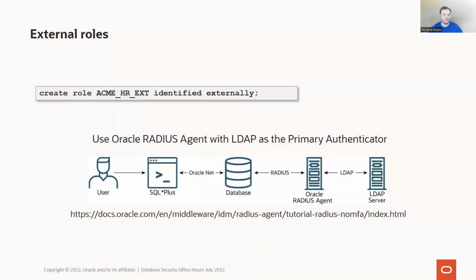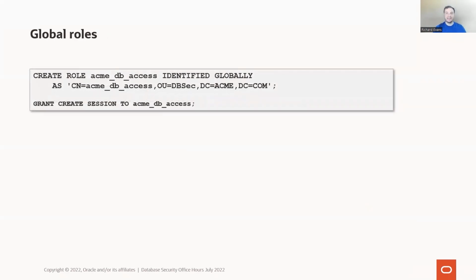I want to touch briefly on external roles. There's an Oracle Radius client out there for LDAP with primary authentication. I'll paste this into the chat as well. And that way you can get your roles or your users identified externally. Okay, again, this is a very advanced topic that we're not going to cover today, but just understand that that capability is there with the Oracle database.